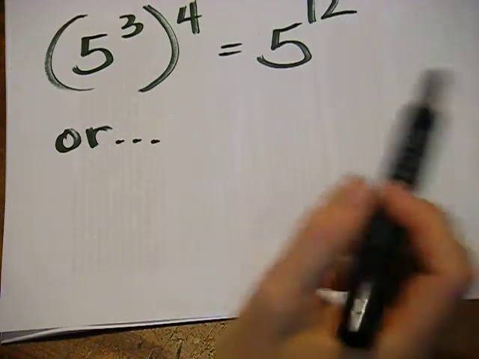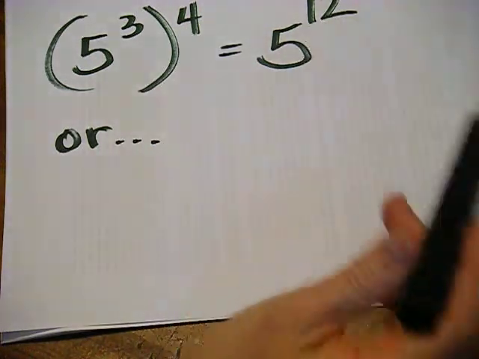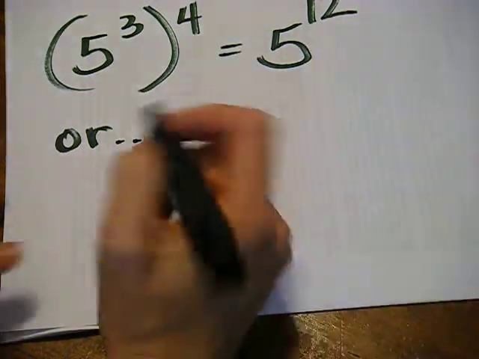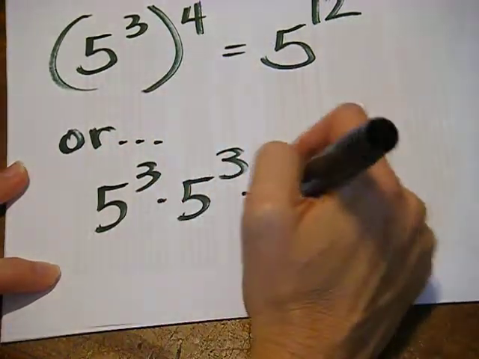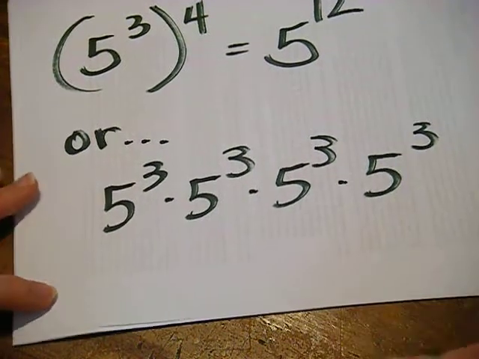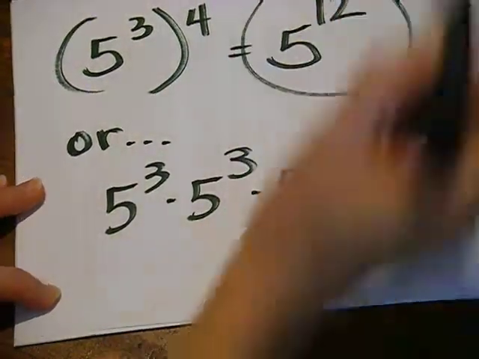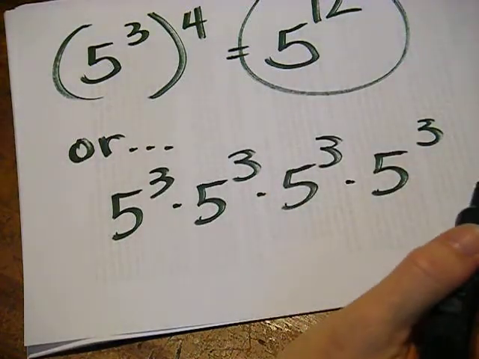Sorry, and one more problem. If we had it with numbers, 5 cubed raised to the 4th, it would be 5 to the 12th. And again, you could write 5 cubed times 5 cubed times 5 cubed times 5 cubed. But since math is pretty much all about efficiency, if we just learn law 3, we can skip right down to 5 to the 12th.